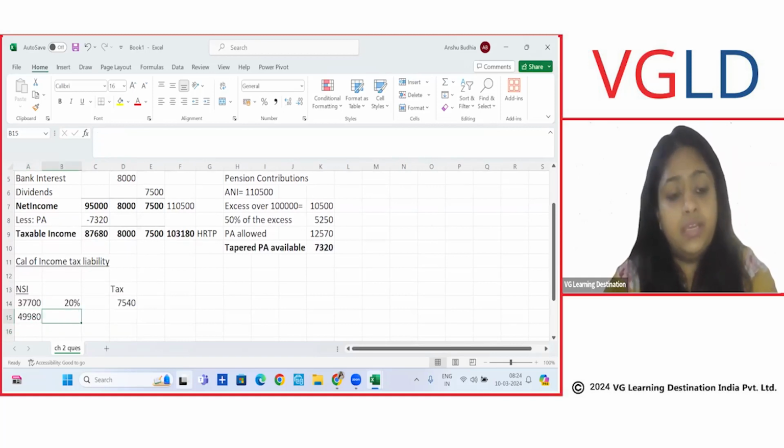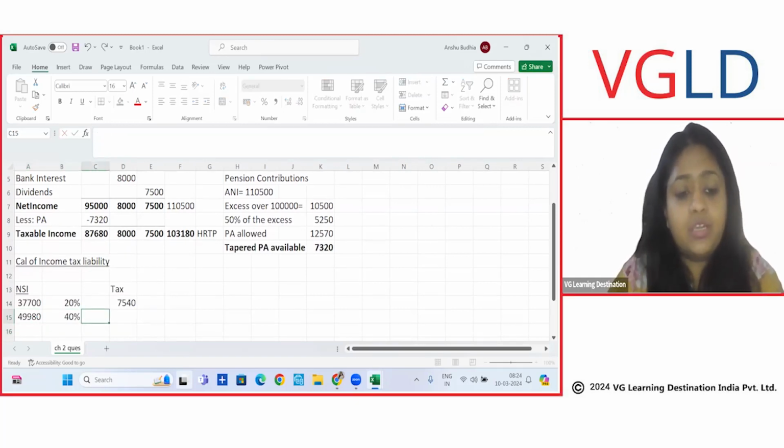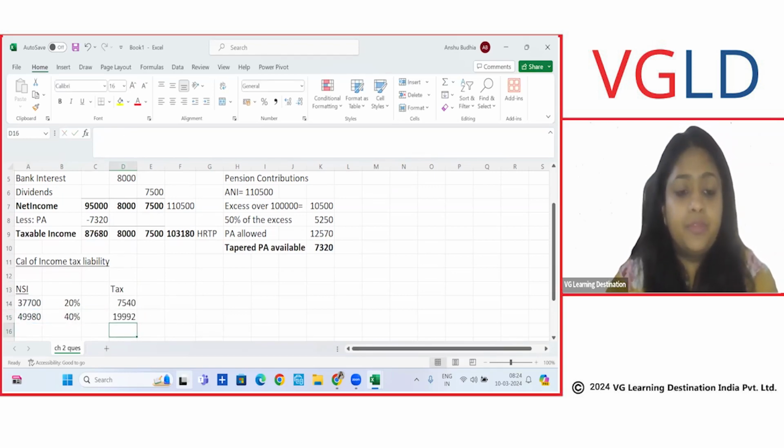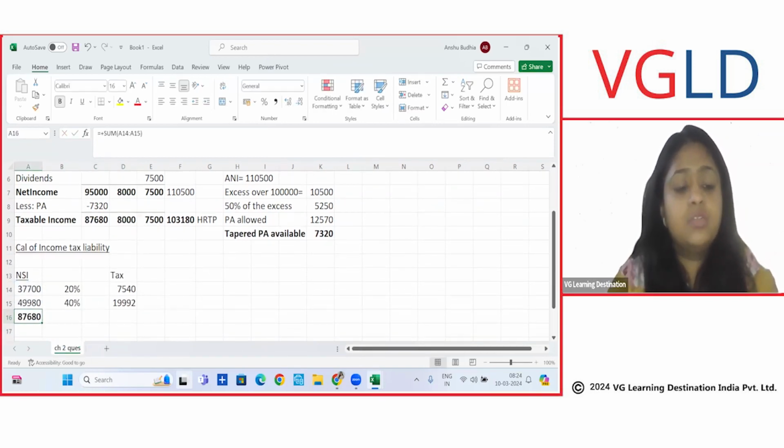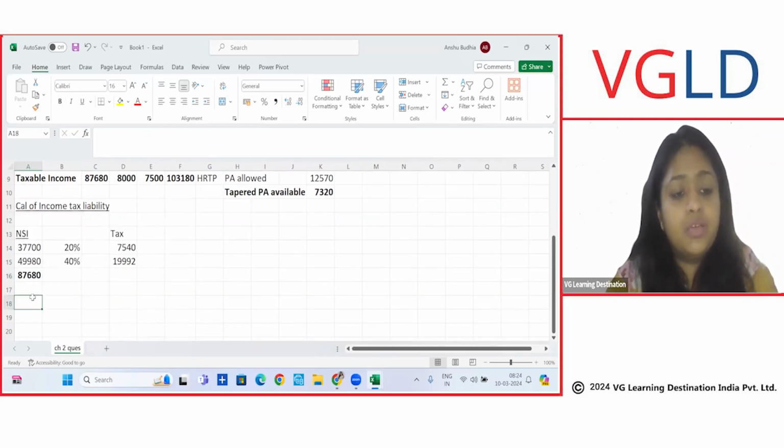I get 49,990. That will be taxed at 40%, the next tax rate. And I will multiply this with this. Got it? You can cross-check always. Just get the total of NSI if you want. It is matching. So I've covered the entire NSI. Now let's go to SI.